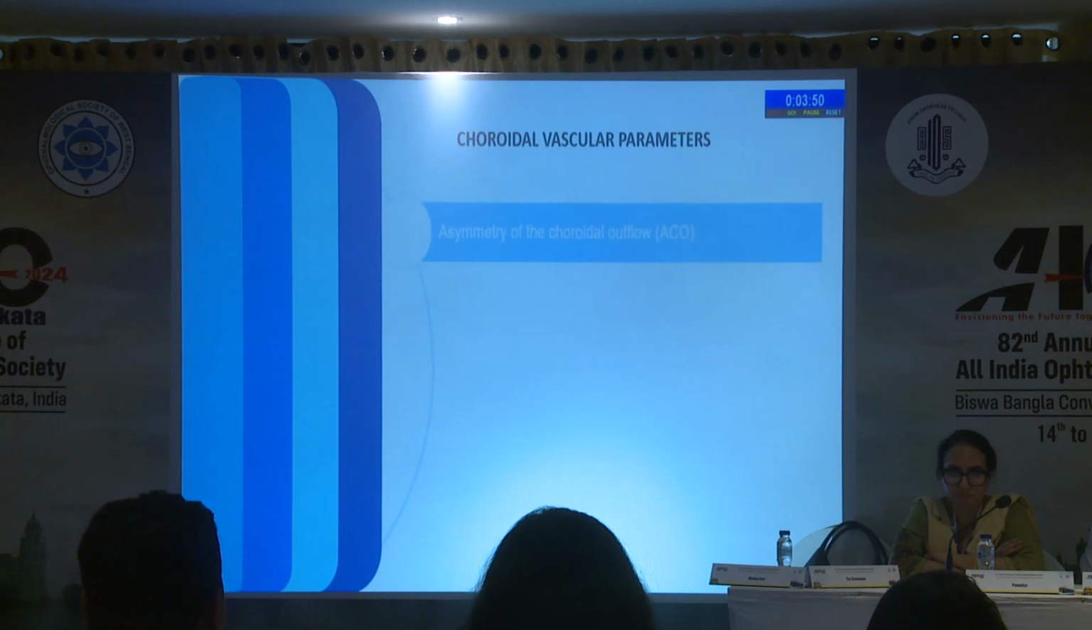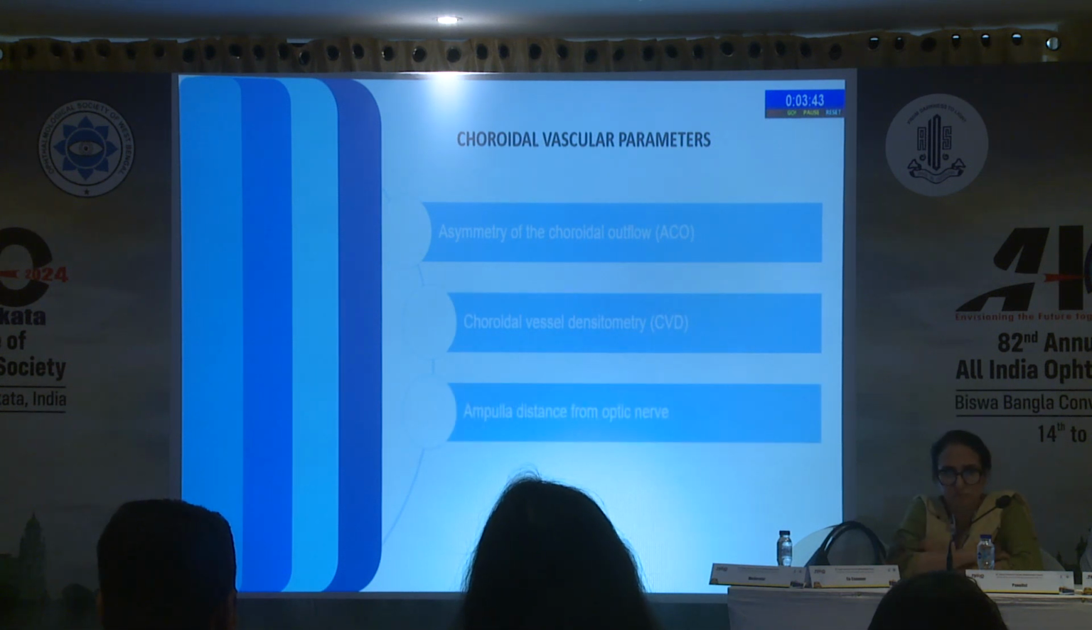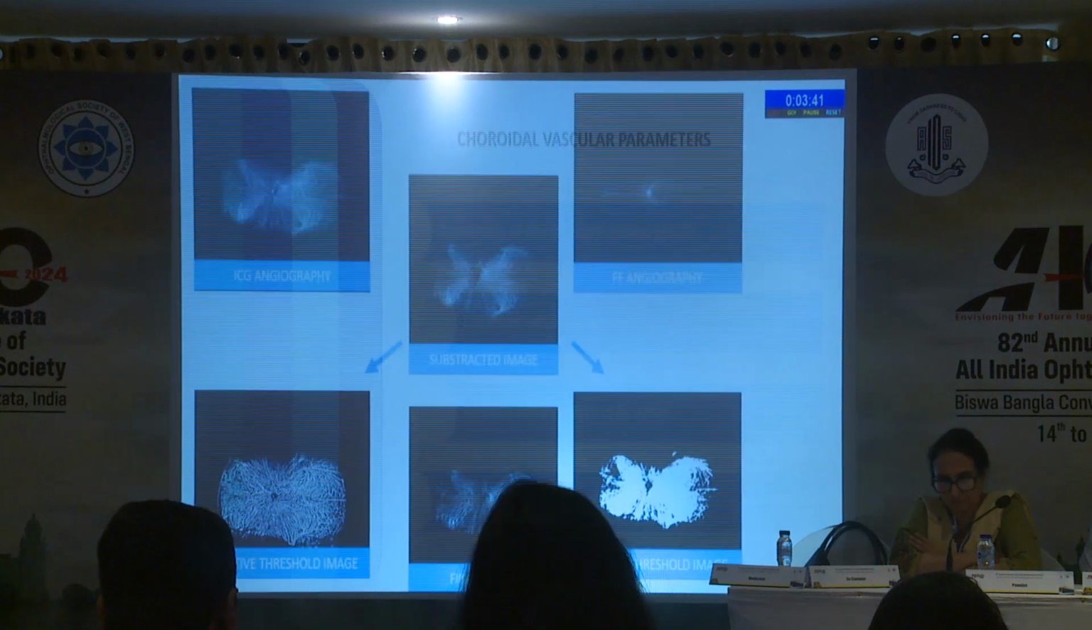So what all parameters did we study? First was the asymmetry of the choroidal outflow. Second was the choroidal vessel densitometry. Third was the ampulla distance from the optic nerve. And fourth was the diameter of the prominent choroidal vessels.